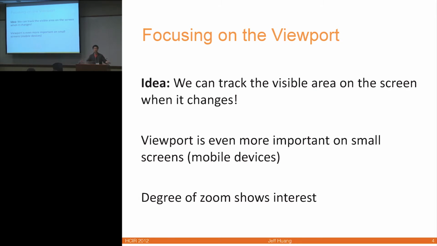At home on my computer, I can see the entire Bing search results page without having to scroll. But on my phone, I have to narrowly go between maybe two or three results and zoom in and out if I want to see images well. So the viewport is even more important on these smaller devices. Another thing is that the degree of zoom shows interest. When you start off on a mobile device, often you look at the general layout of the page, so you're not paying attention to anything specific.